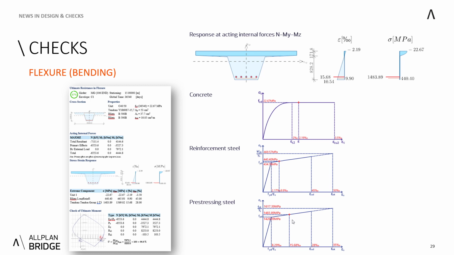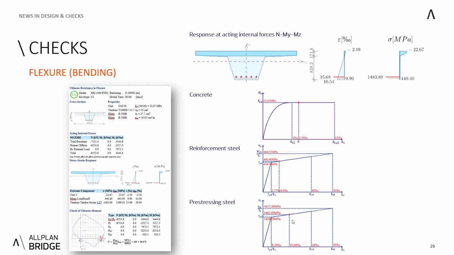It doesn't mean they are at the resistance. It can happen, but usually is not the case, because you try to be below 100%. And in this case, we are at 96.6%. And if you have a look, there are these stress-strain diagrams per each material.